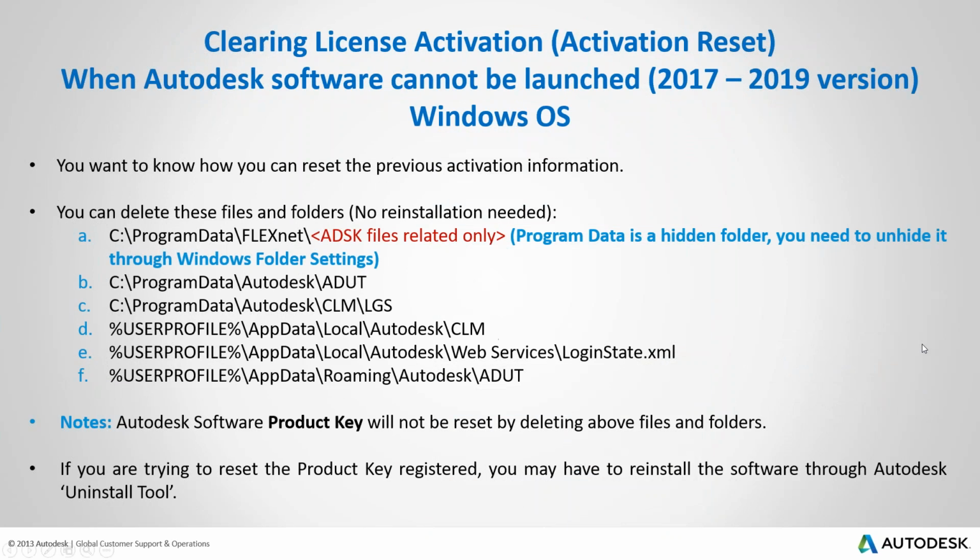So next, this slide will be explaining the scenario whereby you are not able to launch the software properly, but you need to reset the activation process. Do take note, this one will only apply to 2017 until 2019 versions. Okay, so you can do another workaround by deleting these files and folders listed here. And this is applicable for the Windows operating system.